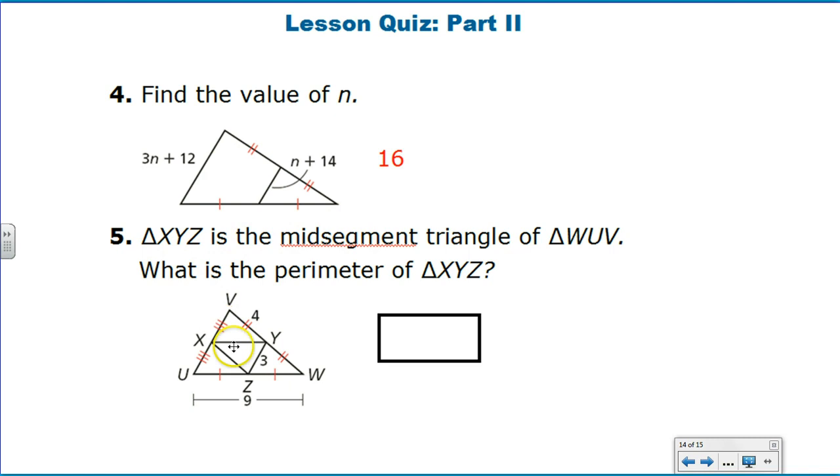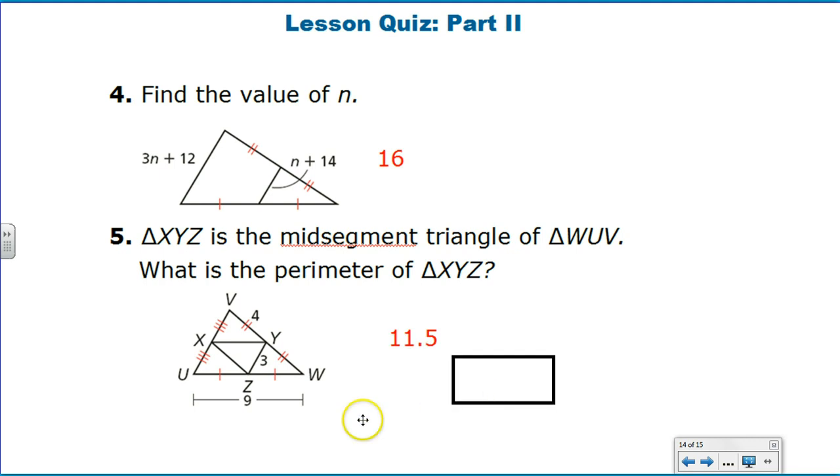And triangle XYZ, the midsegment triangle, is the midsegment triangle of triangle WUB. I'm sorry, XYZ is the midsegment triangle of the larger one. What is the perimeter of XYZ? Given that information, and you should have 11.5.